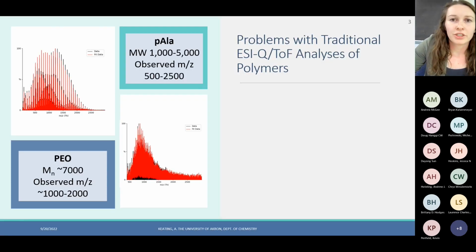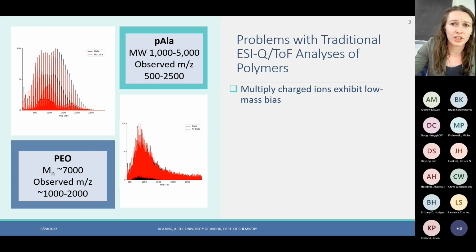So problems with traditional ESI and QTOF analysis that we've seen of polymers include multiply charged ions that can exhibit a low mass bias. We can see in the example of polyalanine here.